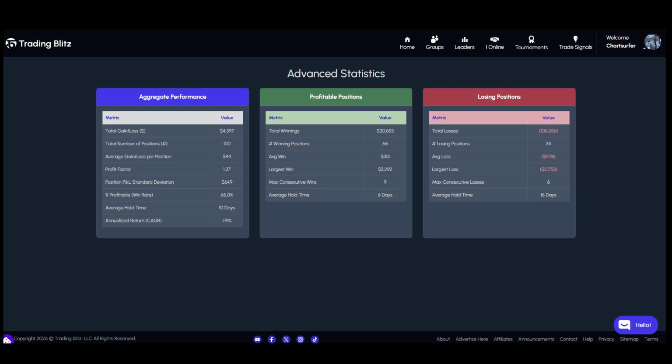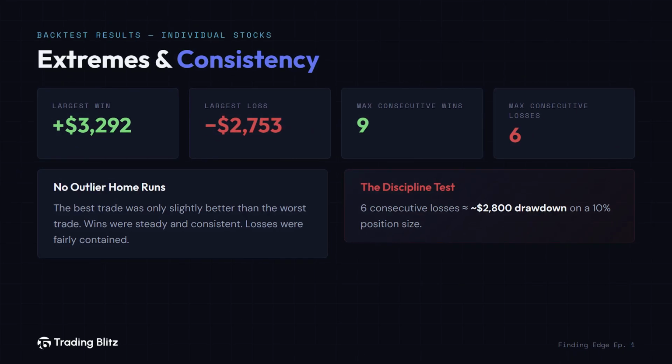Now, given the difference in both time and profitable versus losing trades, we might try to identify a more dynamic exit rule for future tests. When we look at the largest trades, the largest single win was $32.92, and the largest single loss was $27.53. So the best trade was only slightly better than the worst trade, which tells us that there weren't really any outlier home runs that carried the results. So the wins were steady and consistent, and the losses were also fairly contained, which is a good sign.